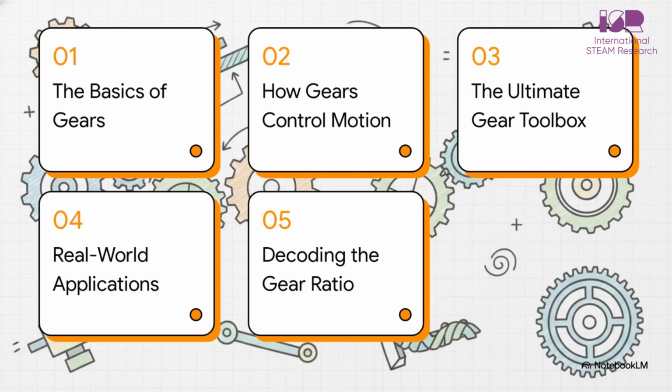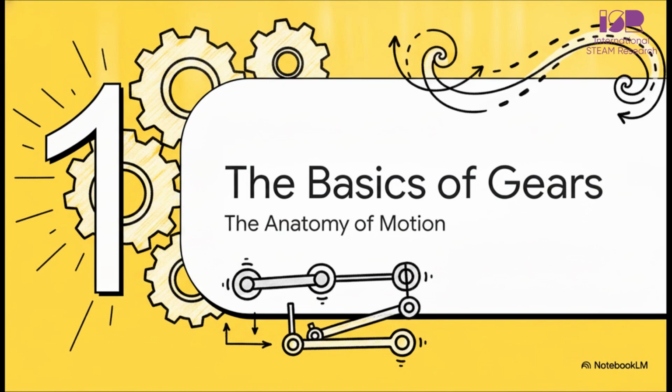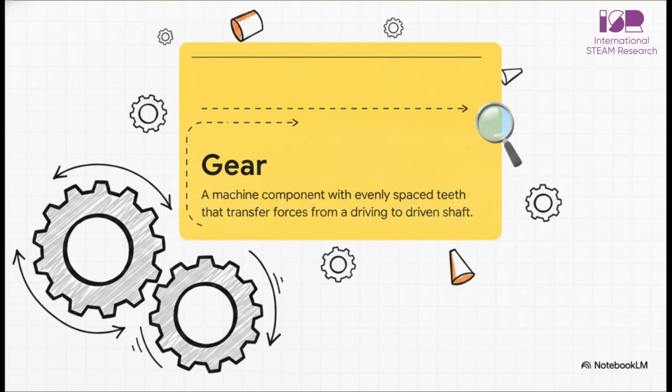Section 1. The basics of gears. The anatomy of motion. So, what exactly is a gear at its core? Basically, it's a machine component, usually shaped like a cylinder or a cone, featuring evenly spaced teeth all around its surface. And the basic principle of literally everything we're about to discuss relies entirely on those teeth. When two gears come together or mesh, the teeth on one gear physically push against the teeth on the other. It's this incredibly simple action of teeth pushing against teeth that allows forces and rotational movement to be transferred from a driving shaft over to a driven shaft.